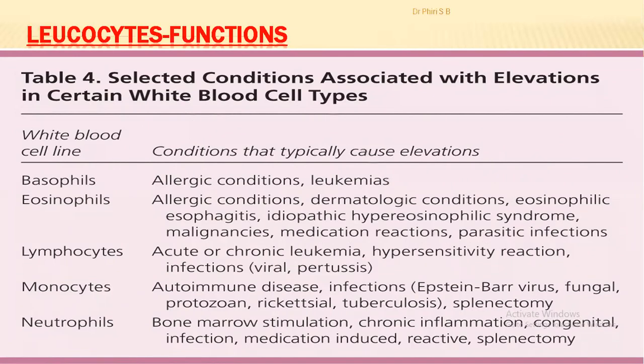So we'll look at leukemia. In leukemia, you can also have an increase in basophils and other white blood cells. If you have an increase in eosinophils, that will tell you that you have allergic conditions, dermatologic conditions, eosinophilic esophagitis, idiopathic hyper-eosinophilic syndrome, malignancies, medication reactions, or parasitic infections. The most common is parasitic infections. When you have parasitic infections, you have an increase in eosinophils.